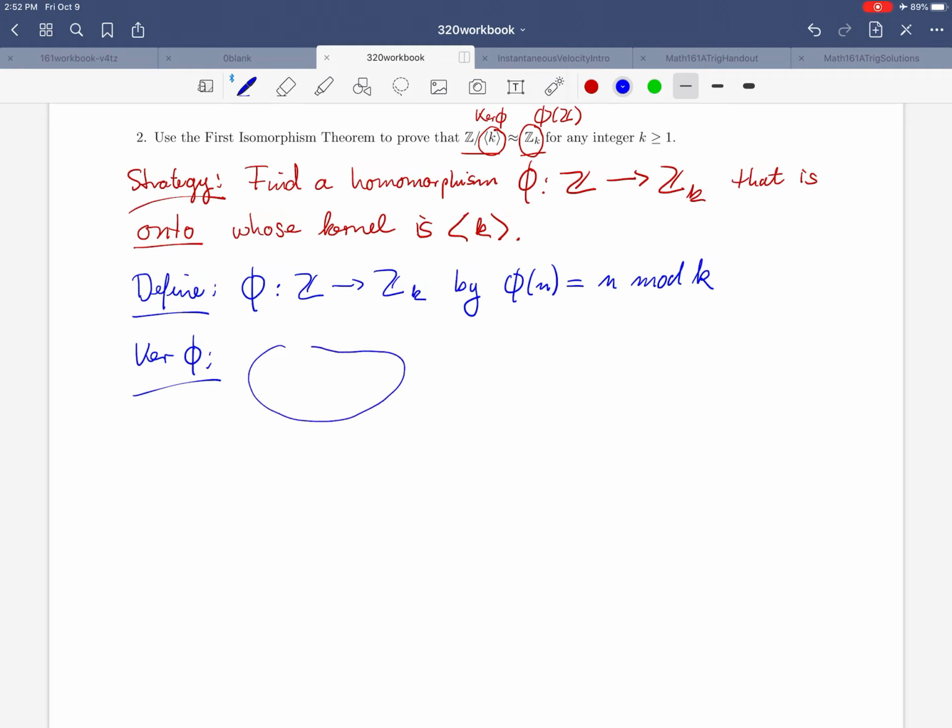Well, 0 is definitely in it. What else gets mapped to 0? So what else is 0 if we mod out by K? Well, the first thing that's 0 is K. And then the next thing is going to be 2K, and then 3K, and the next thing is going to be 4K, and so on. So it's all the multiples of K. That is our kernel.